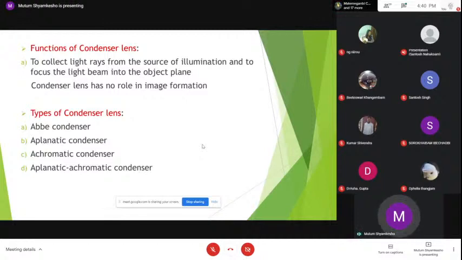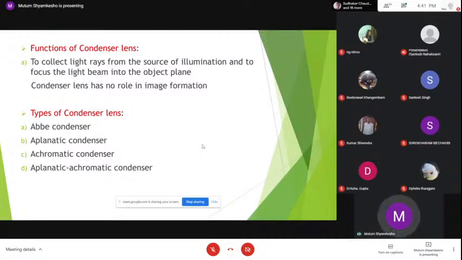And the number of the internal lens elements of the aplanatic achromatic condensers may be up to 8 lenses according to the image quality, desirable image qualities produced by this condenser lens. They are usually used for research microscopes, and they are an excellent choice of condenser type, which is used for critical color photomicrography.